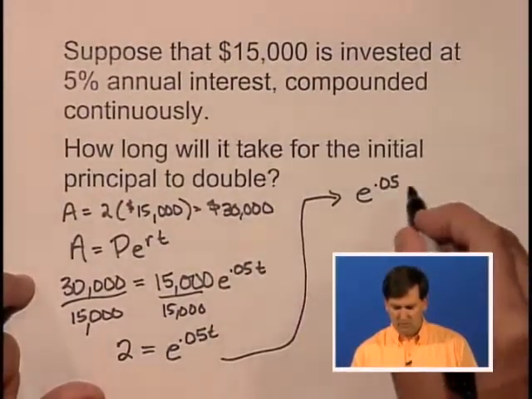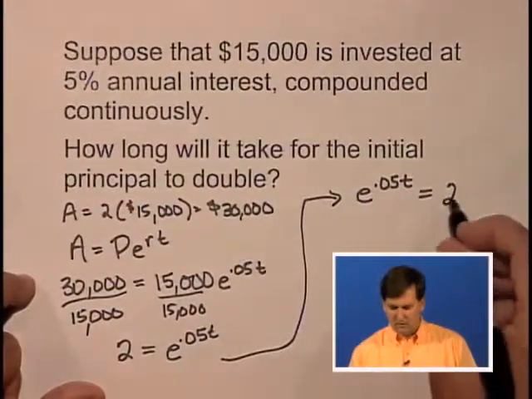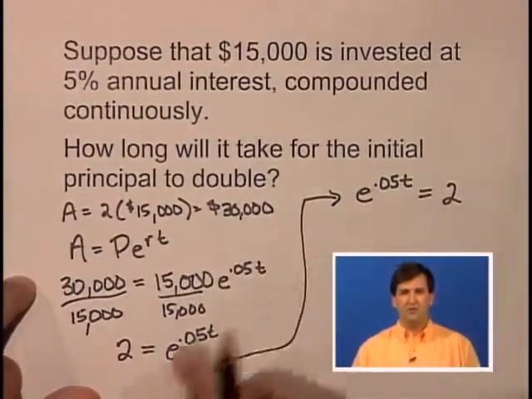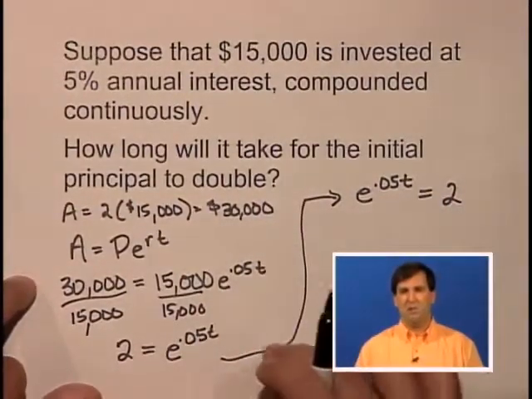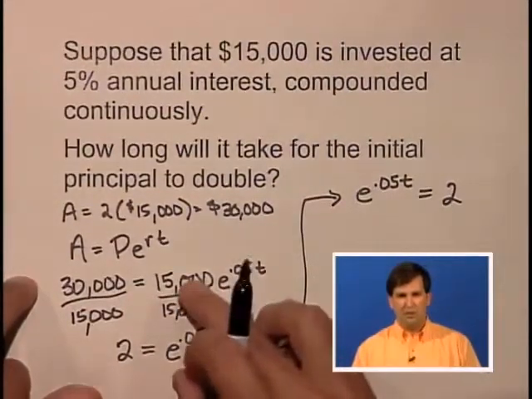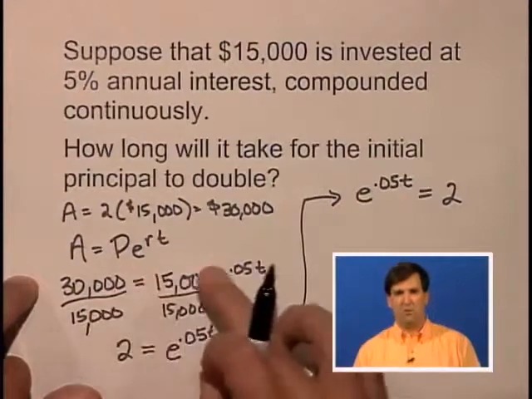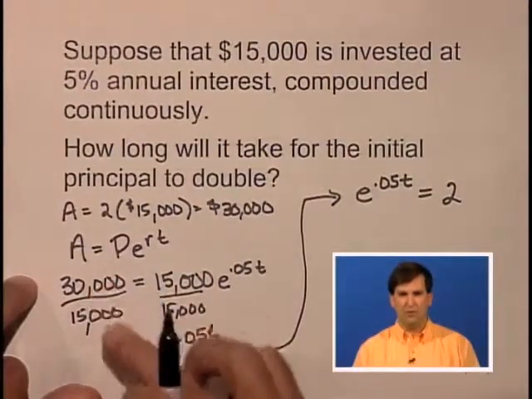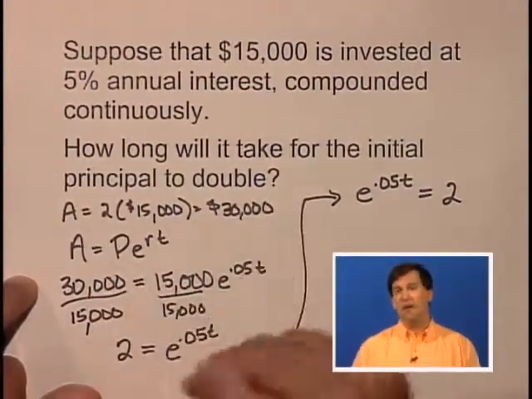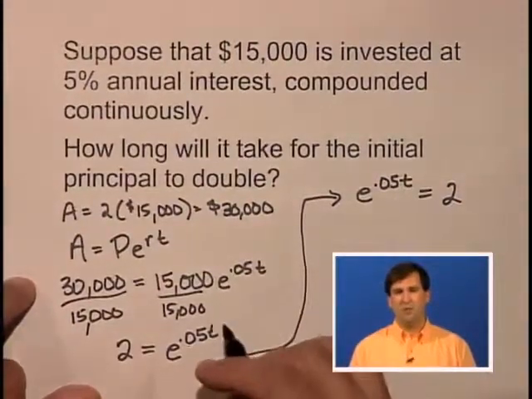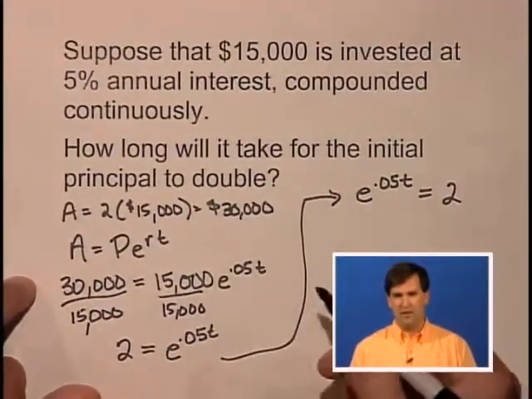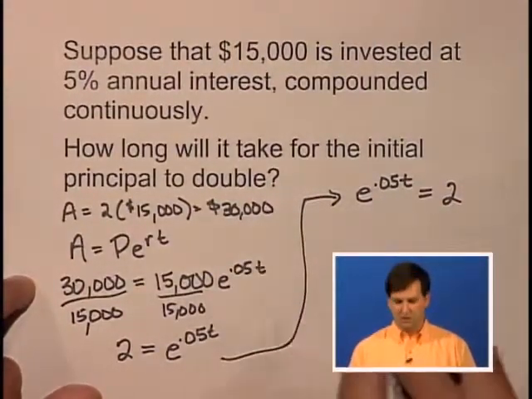Or rather, e to the 0.05t is equal to 2. An interesting fact about this problem is that it doesn't matter how much money you started with. When we divide, this number on the left-hand side is always going to be 2. If I started with $10 and wound up with 20, when I divide, I'm going to get 2. So the amount of time that it takes for something to double when we're talking about continuous compounding is independent of how much we actually start with.